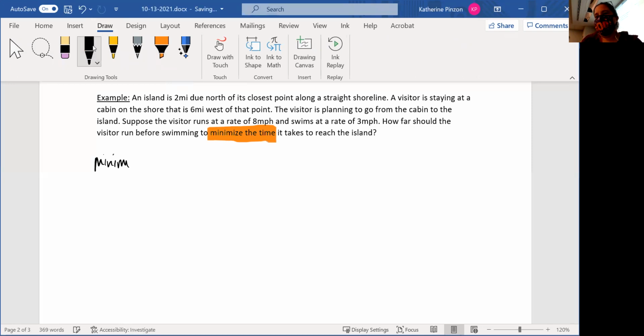How far should the visitor run to minimize the time? So we are looking for the minimum time. So in our equation, we should be looking for an equation that deals with time, right? Because that's what we're trying to minimize. Okay, let's draw a picture.